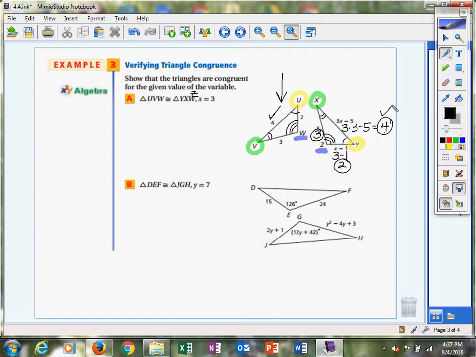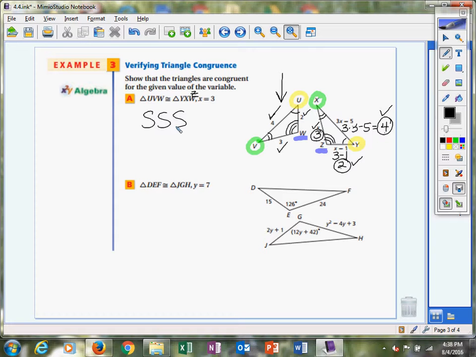All right, so let's go from 2 to 3. Let's go V to W and then X to Z. They're both 3. And so that means these are 2. So we can say that we verified it using side, side, side, that the sides actually do match up. So we did a really good job.